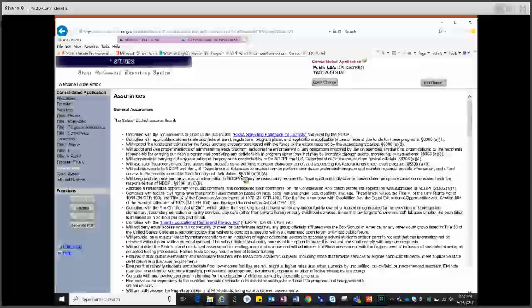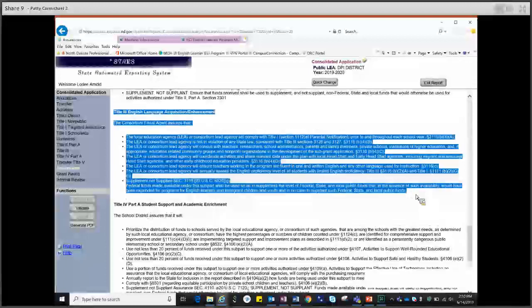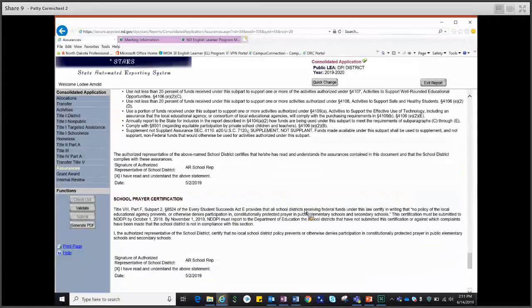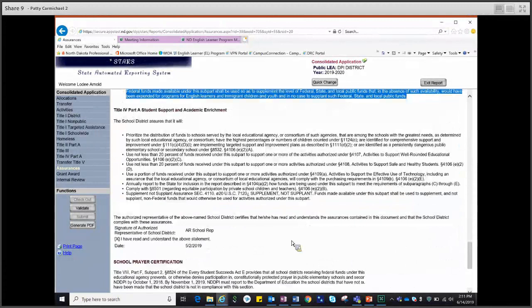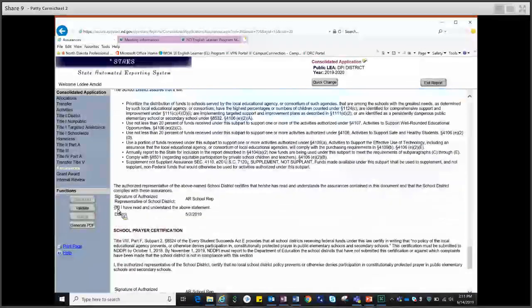So then I want to show you the assurances page because there is a section in there that refers to Title III. So these are additional assurances for Title III in the general assurances page. And in order to submit your consolidated application, you have to check that you've read and understood each of those assurances and input the date that you did that.